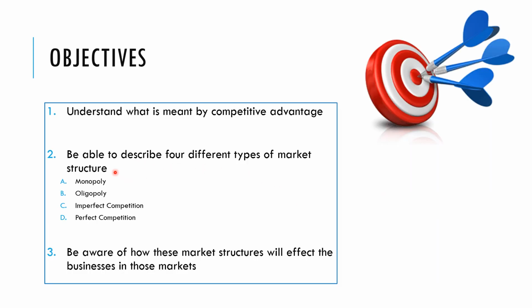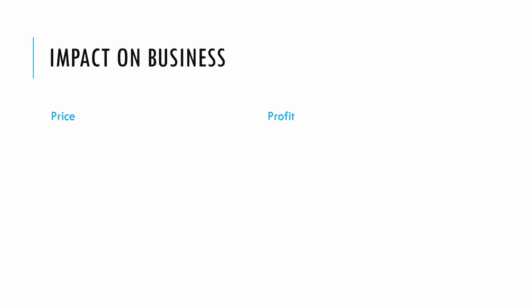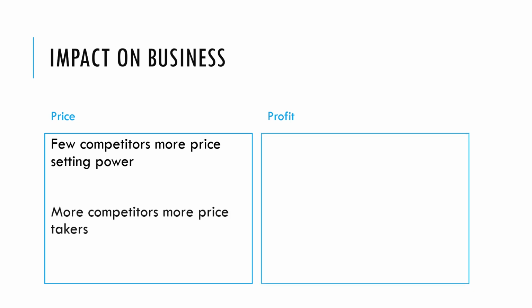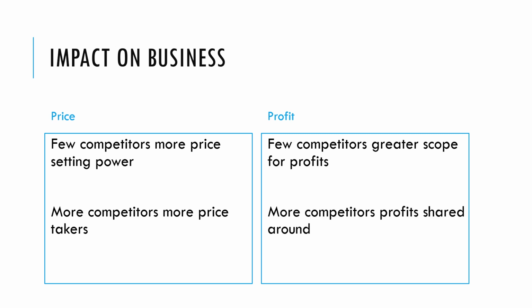So we've described the 4 different types of market structure. Let's have a quick think about how these market structures might affect the businesses in those markets. First of all, let's think about price. If there are a few competitors, then these businesses have maybe more control over the price that they set. Whereas if there are more competitors, then your strategy might be more that you're a price taker. You have little influence over the price that you can charge. What about profit? Again, fewer competitors, a greater scope for making large profits, whereas more competitors, the profits are more shared around, and it's likely you'll be making a lower level of profit.